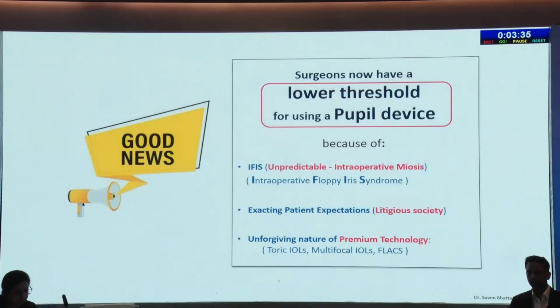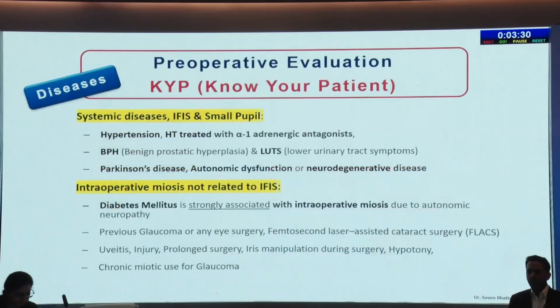Fortunately enough, surgeons have lowered the threshold because of the same reasons, because of the exacting premium lenses that we are using. Now you need to know your patient. Like we say KYC, I say KYP. Systemic diseases have a huge influence. Hypertension, it's not the hypertension actually, it's the drugs used in hypertension, the alpha blockers. That's where the problem is.